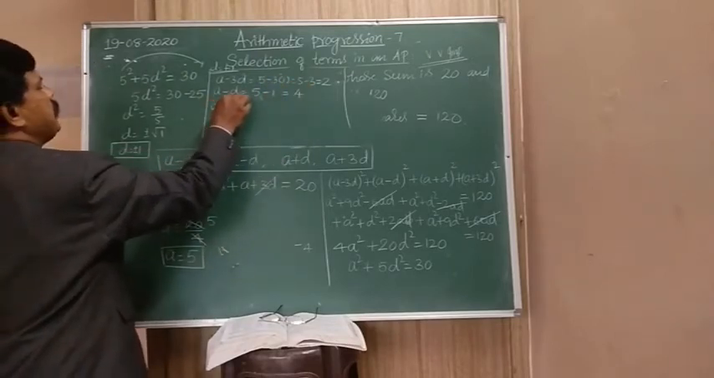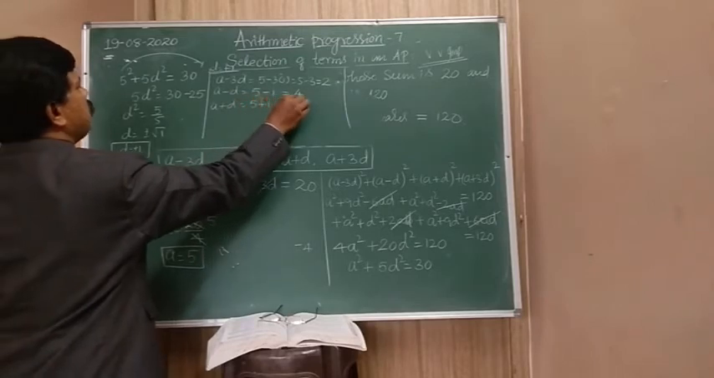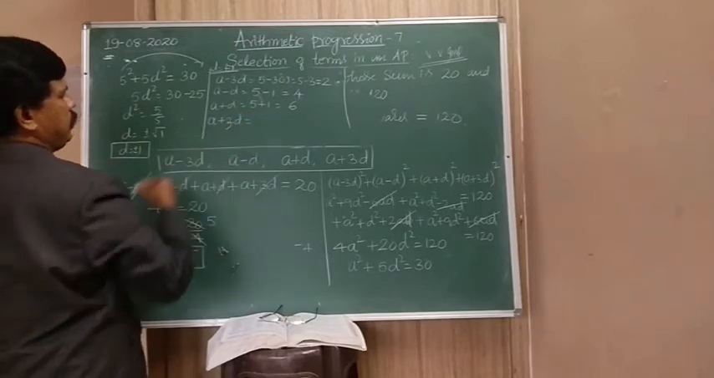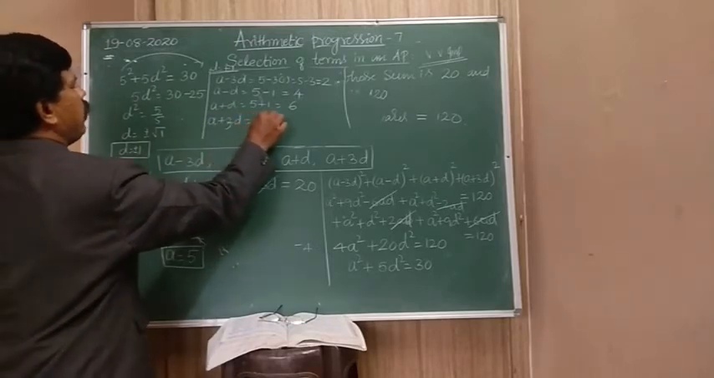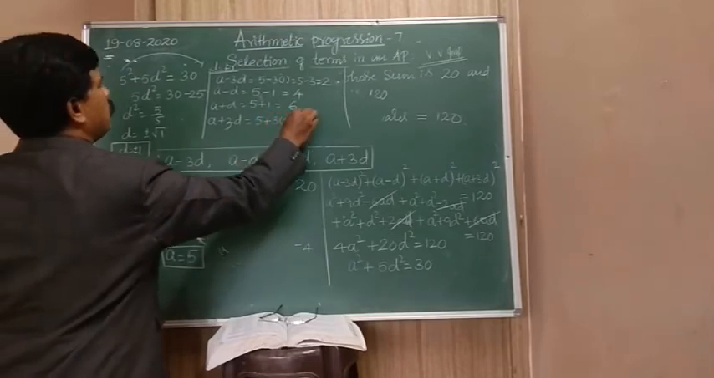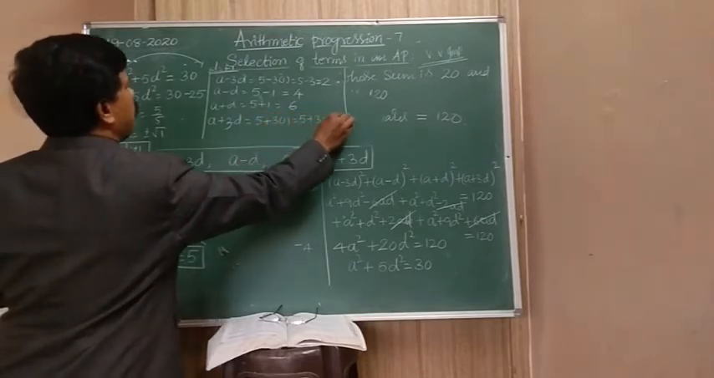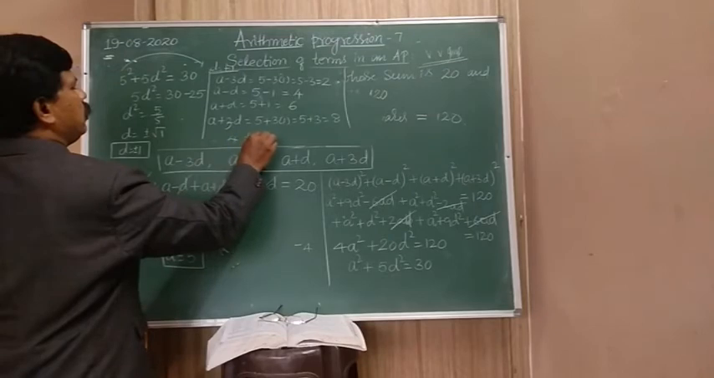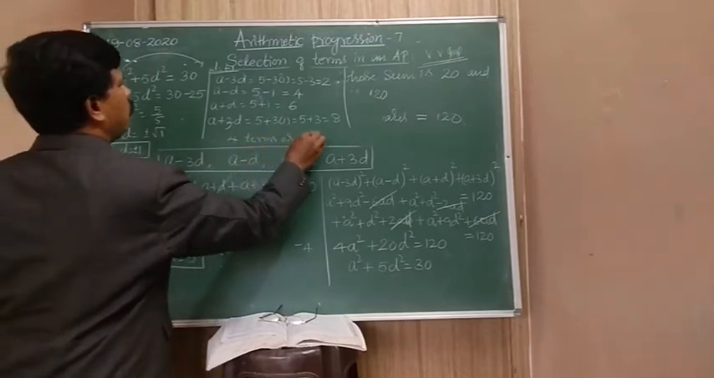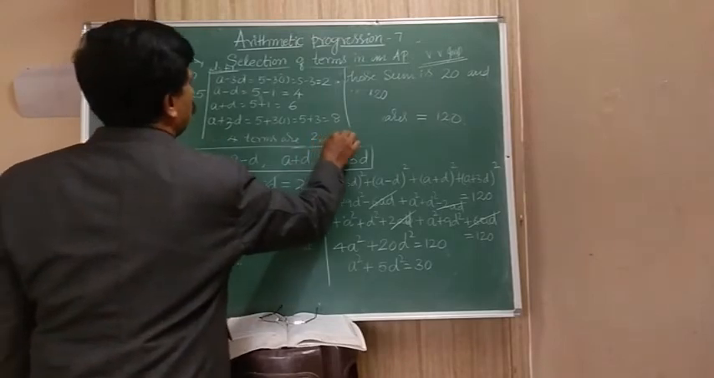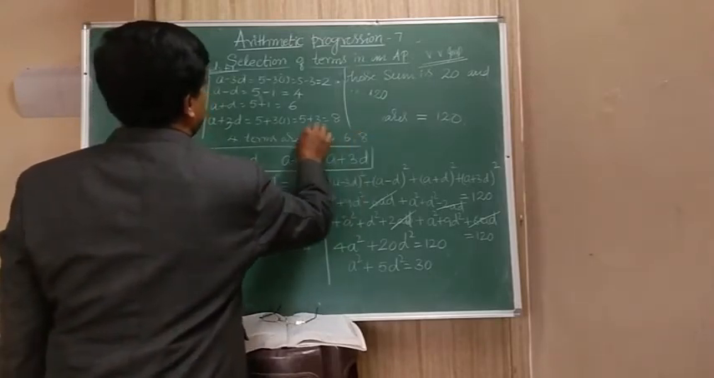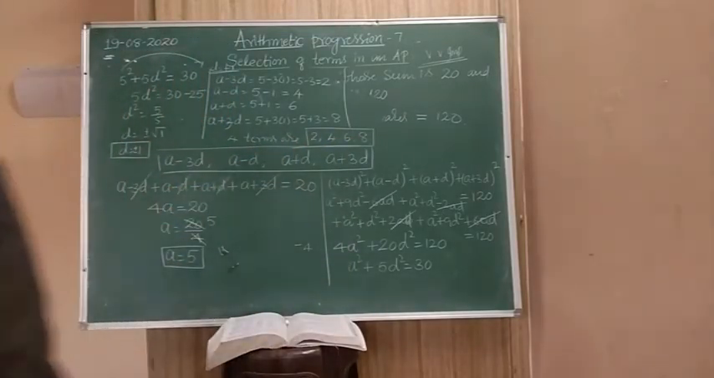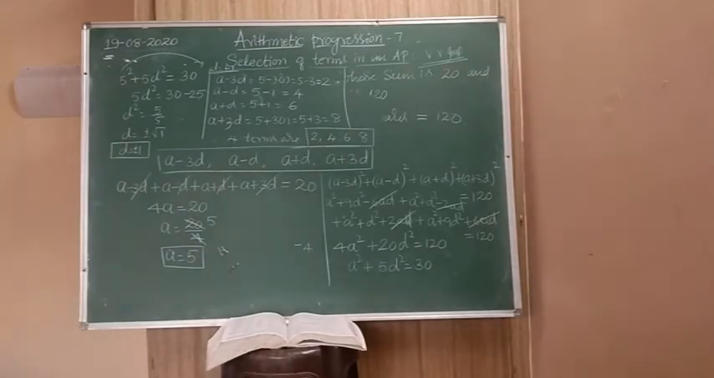Then A plus D, that is 5 plus 1 is 6. A plus 2D, sorry, 3D. A plus 3D is 5 plus 3 into 1, that is 5 plus 3 is 8. Therefore, the four terms are what? 2, 4, 6 and 8. So if you want, verify that. What is the sum? 6 plus 4 is 10, 8 plus 2 is 10, so 20.